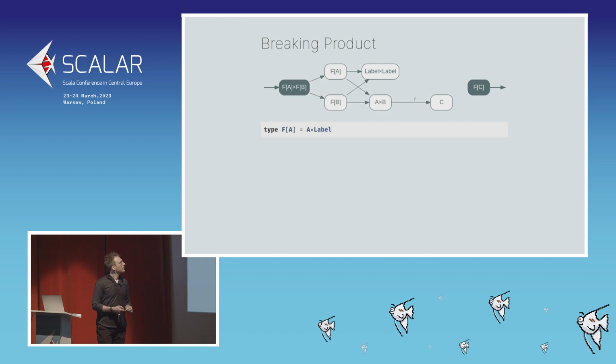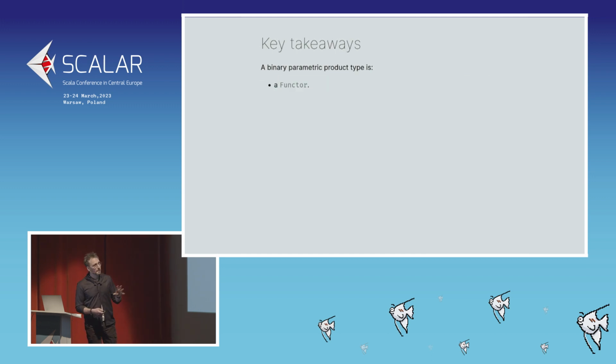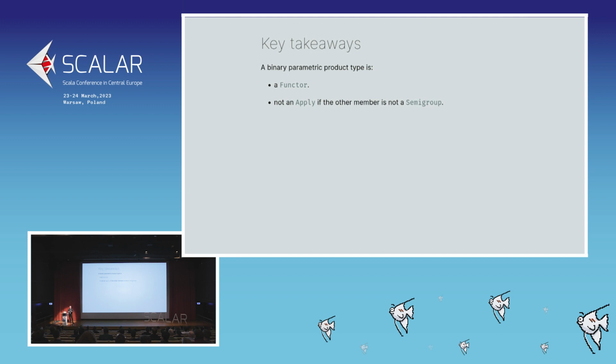Now we're going to give it a name to make it a little bit more concrete. F here is the product of some value and its label. So we're just going to call it labeled. And that is our example of a data type that is a functor, but not an apply. And we've learned one more piece of information here. We've also learned that product is not an apply if the other member is not a semigroup. And if you're not sure about semigroup, it basically means it doesn't have combine.